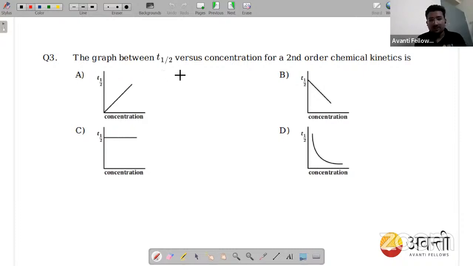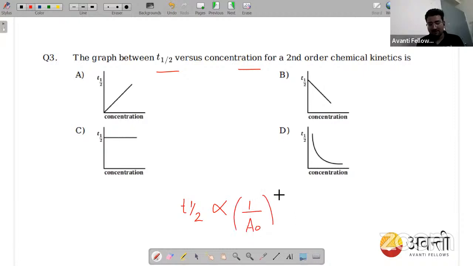It says the graph between T half, that means half-life, versus concentration of a second order chemical reaction. So we all know that the relation between half-life T half and any reaction of any order is that T half is directly proportional to 1 by A naught to the power of n minus 1.